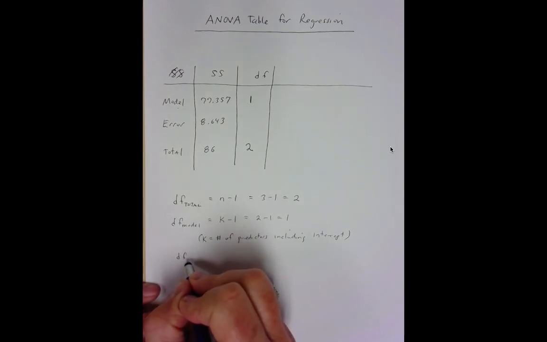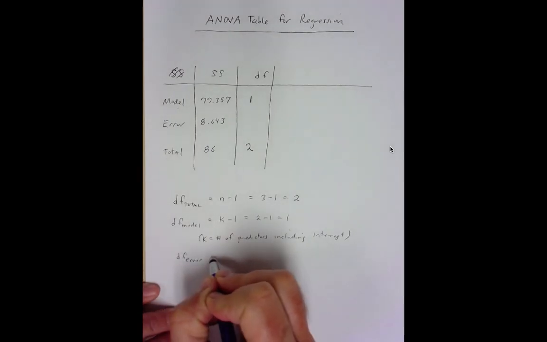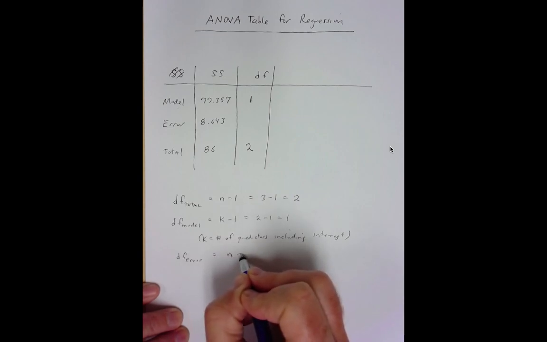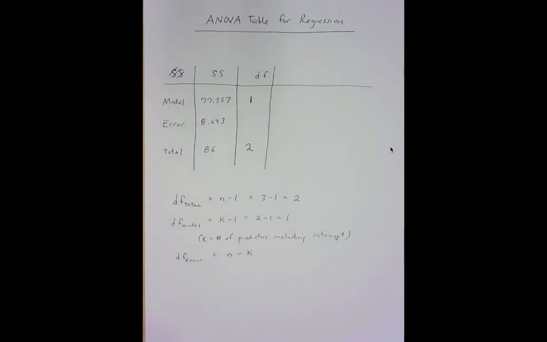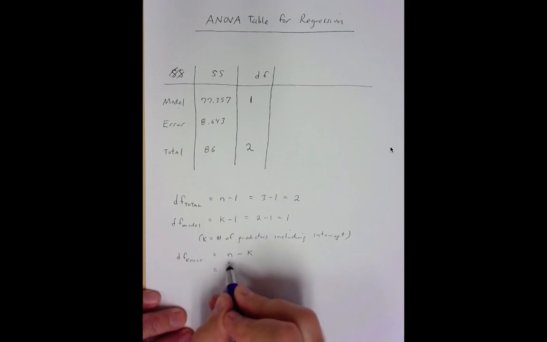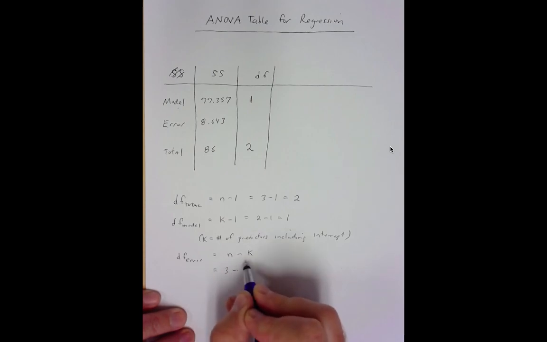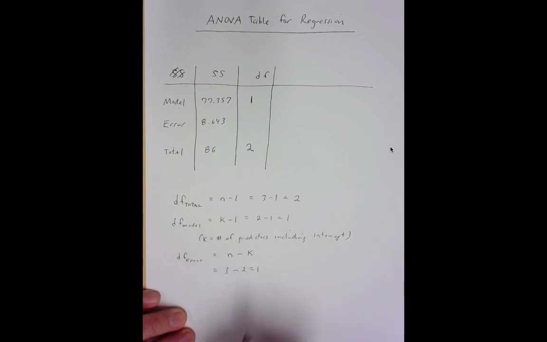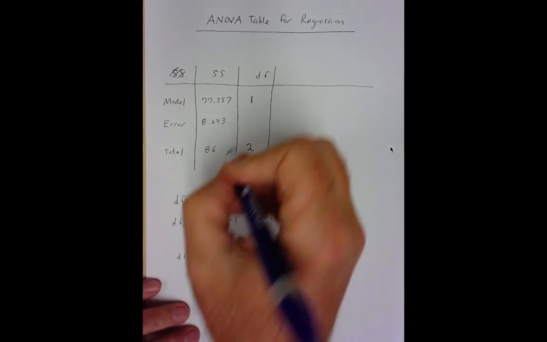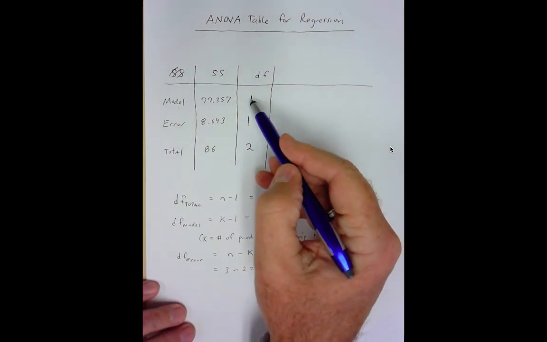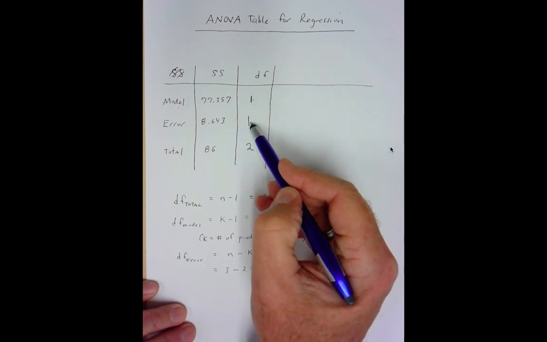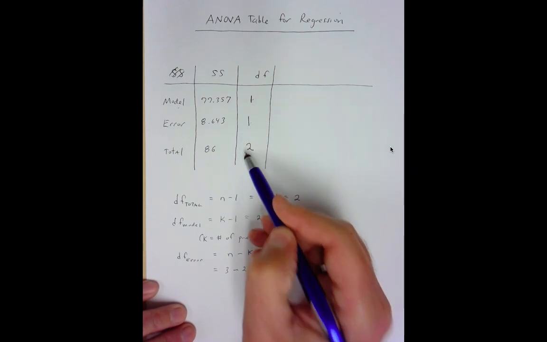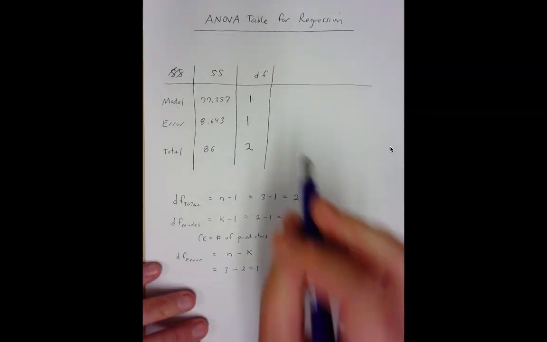Our degrees of freedom for the error is going to be n minus k. So guys, n here is 3. We have 2 predictors. So the degrees of freedom for the error term are equal to 1. The degrees of freedom for the model plus the degrees of freedom for the error will always have to be equal to the degrees of freedom for the total.